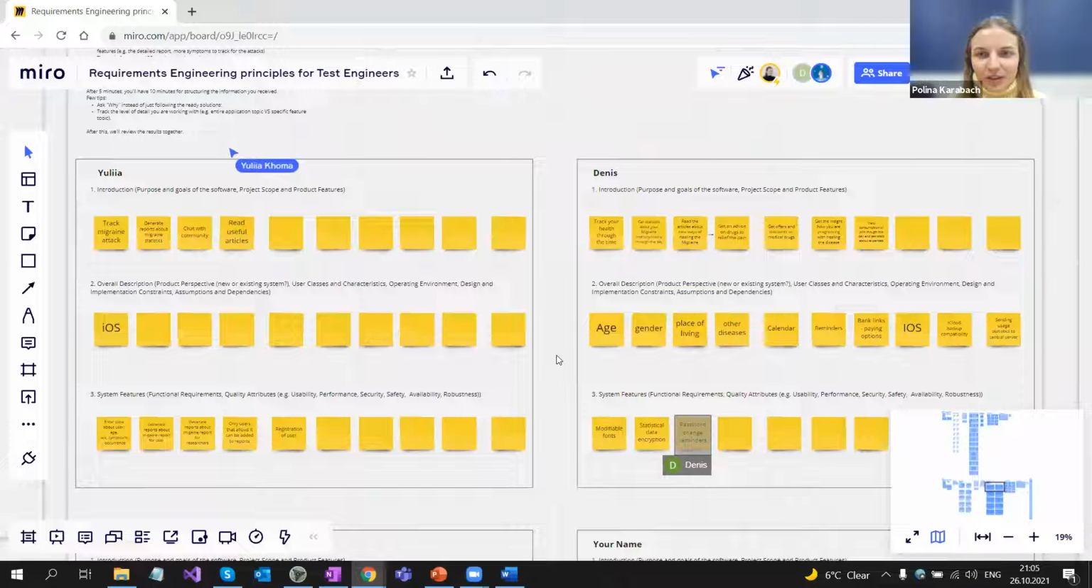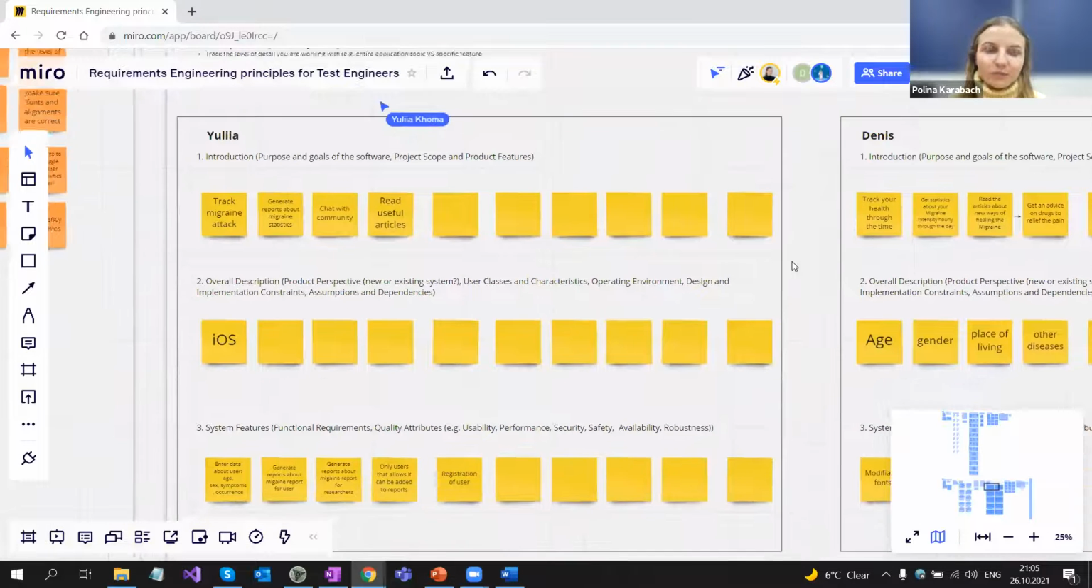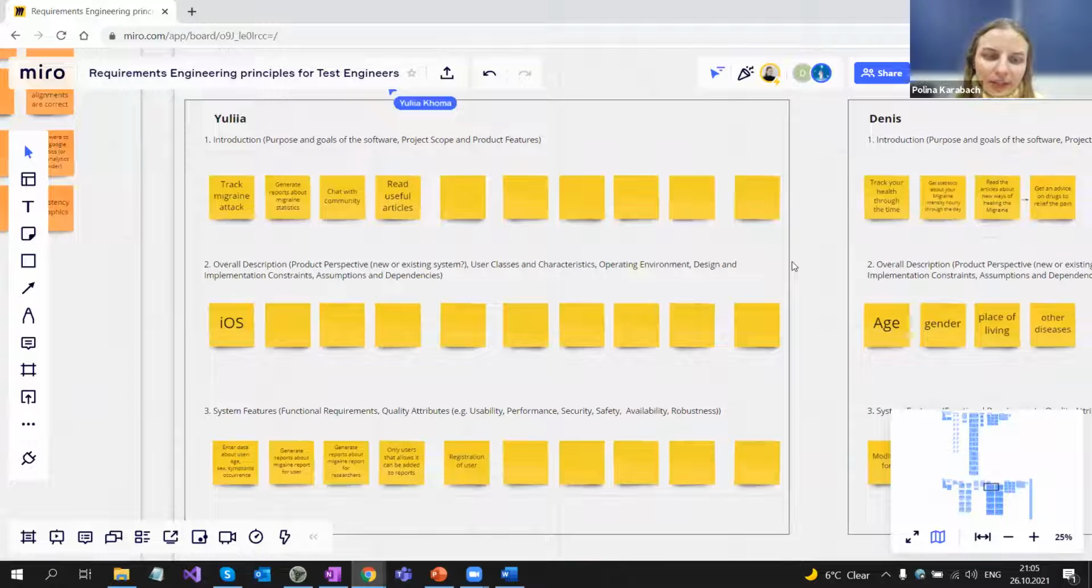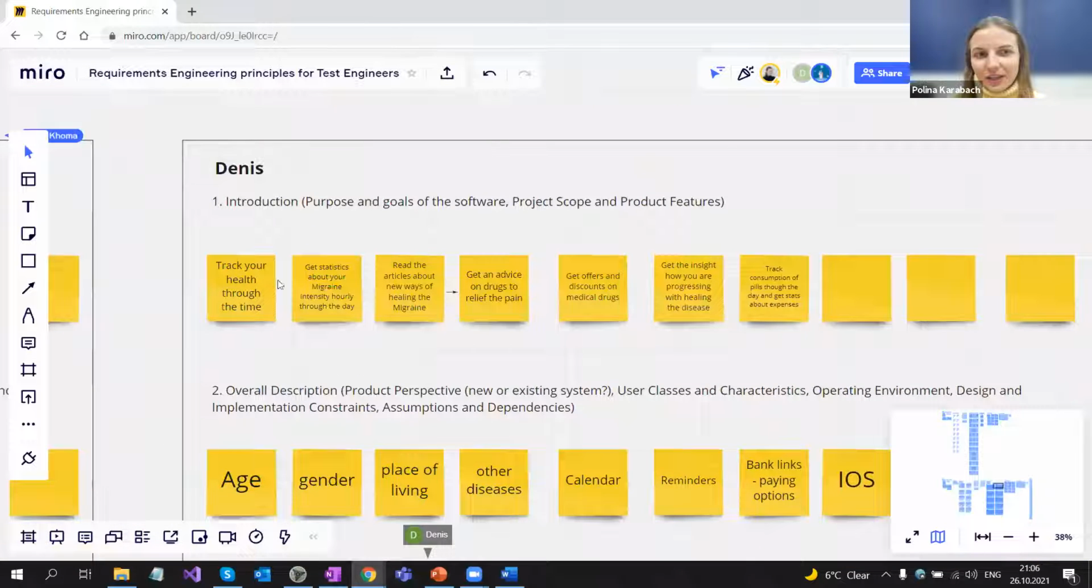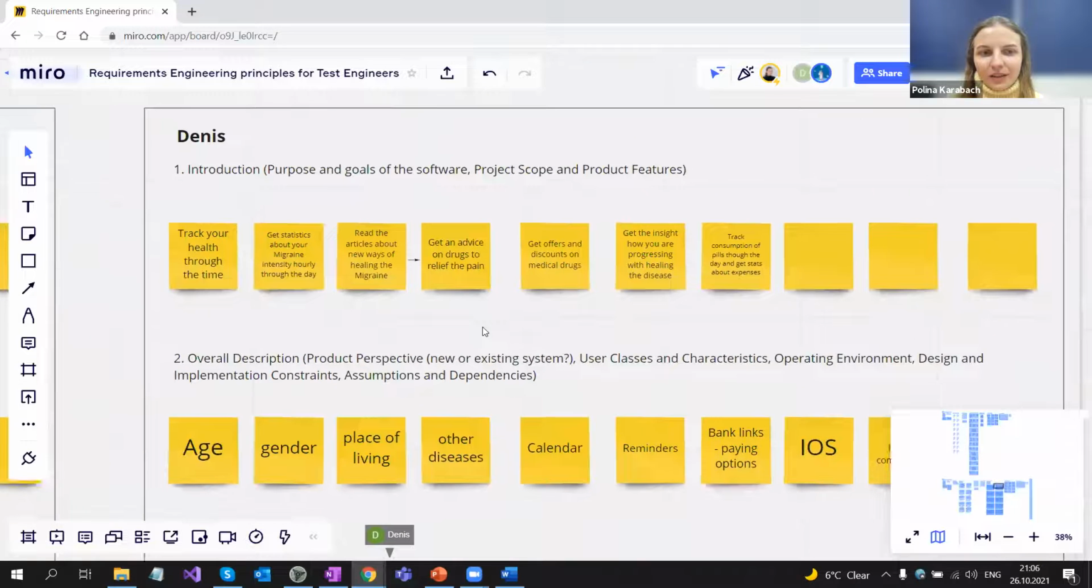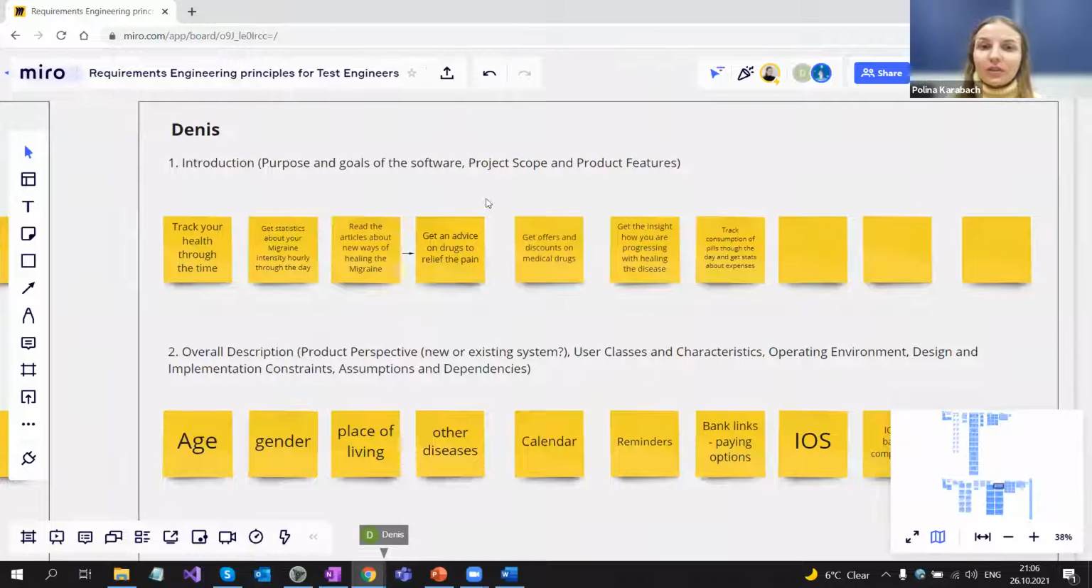So Yulia, you asked several questions and noted them down, clarified some things you wanted to know, which is very nice, since the product owner is a source of information. While Dennis, I haven't heard questions from you, and you made some assumptions. I wanted to ask you, here in the goals, which of these things are the goals of the software, the project scope, and which of them maybe are assumptions?